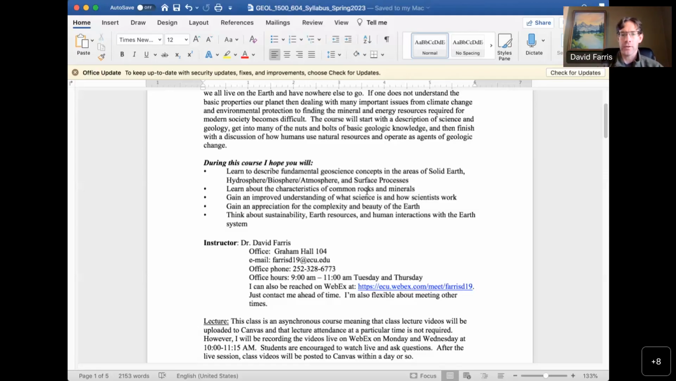We'll also talk about surface processes, things like climatic variation, and how you get different geologic processes in different climates. I'll talk about some of the basic characteristics of common rocks and minerals. Like I said, this is really the language by which a lot of geologic processes are described and how we understand them.